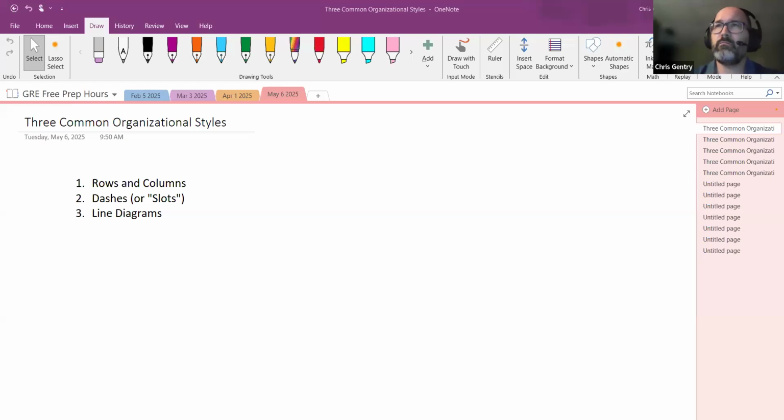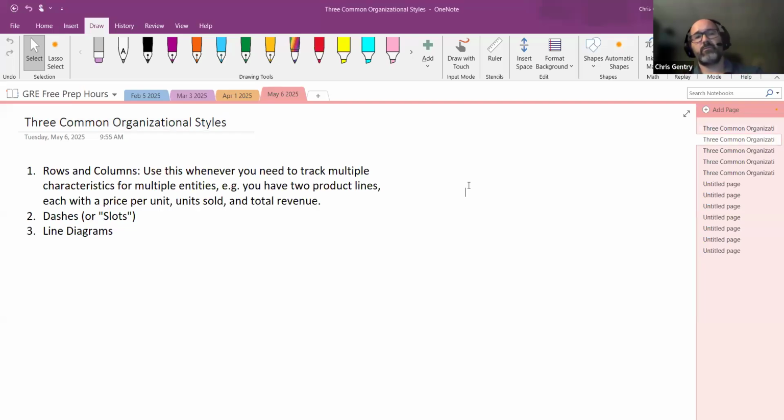So, what I hope from tonight is that we have an introduction to three organization styles. You'll see it on the screen here. I have found they can be adjusted with very minimal variation to a very wide variety of problems that show up on the quantitative section. So you have rows and columns, you have dashes, or sometimes you'll see it called the slot method, and you have line diagrams. Those are just three very, very core organizational styles that we want to practice a lot.